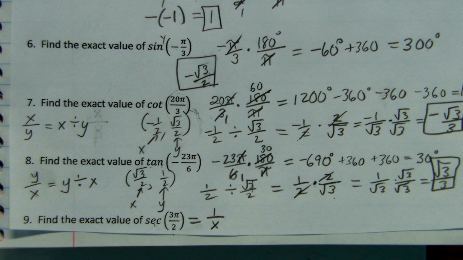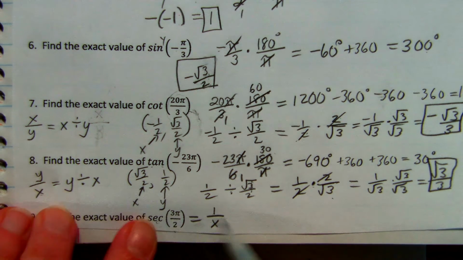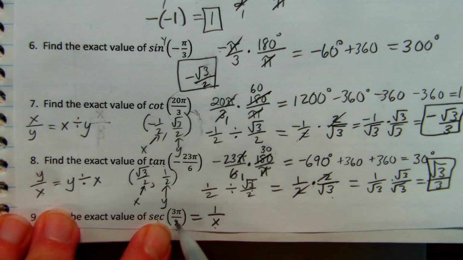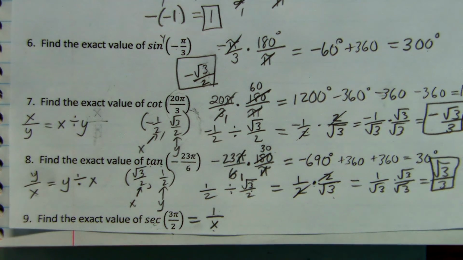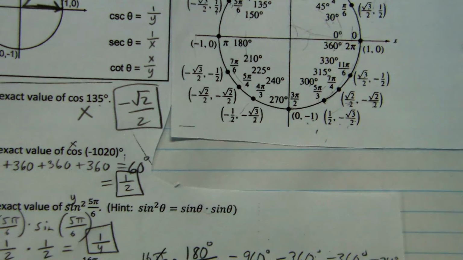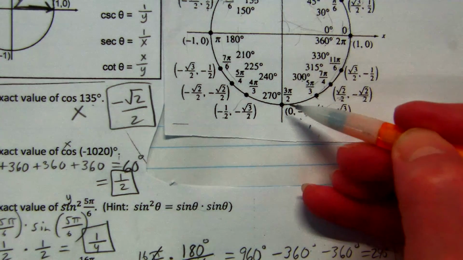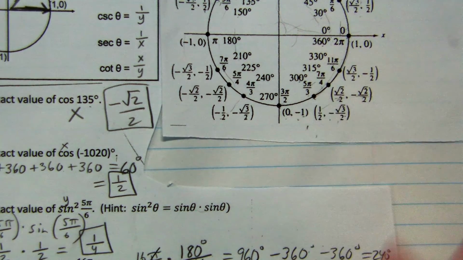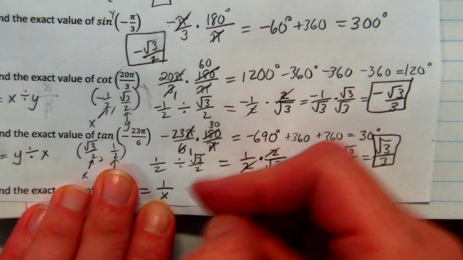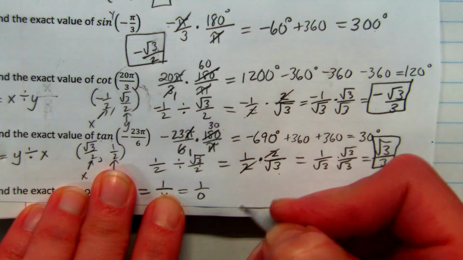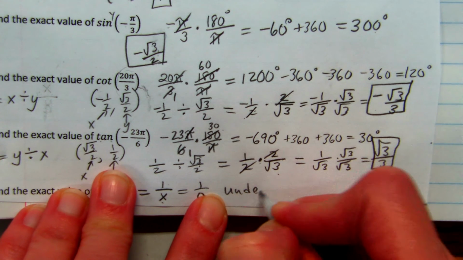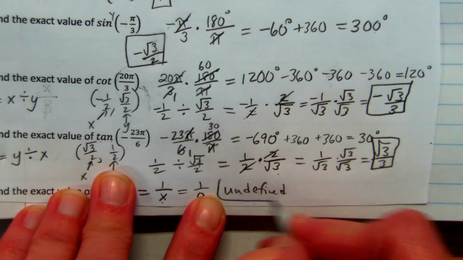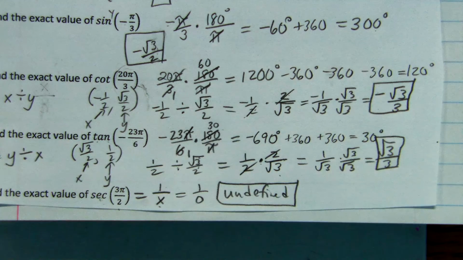Okay, so number 9 is actually easier than what we just did. Secant is 1 over x, and 3 pi over 2, thank goodness, is just on the chart. We don't have to do anything except look it up. So 3 pi over 2 is down here, and we need the x value because it's 1 over x. The x value is 0. So I'm going to have 1 over x, which is 1 over 0, which is undefined, and that is your answer. You don't have to do anything else with that.